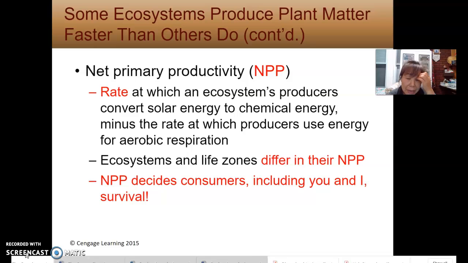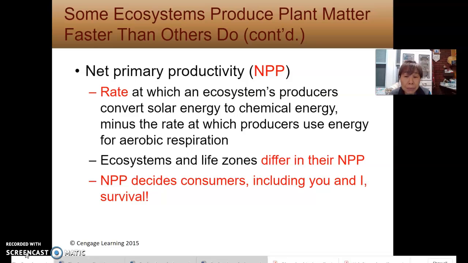Okay. And then another concept is called net primary productivity, NPP. So what is NPP? NPP is also a rate at which an ecosystem's producers convert solar energy to chemical energy. Here's the important part: minus the rate at which producers use energy for aerobic respiration. So ecosystems and life zones differ in their NPP. But NPP is important. Why do we say that? NPP decides how consumers, including you and I, are able to survive.